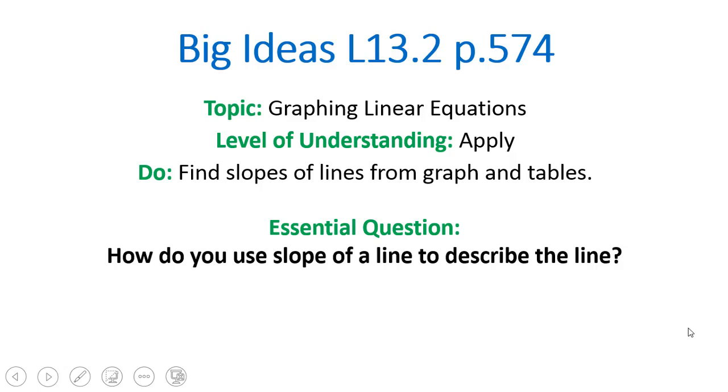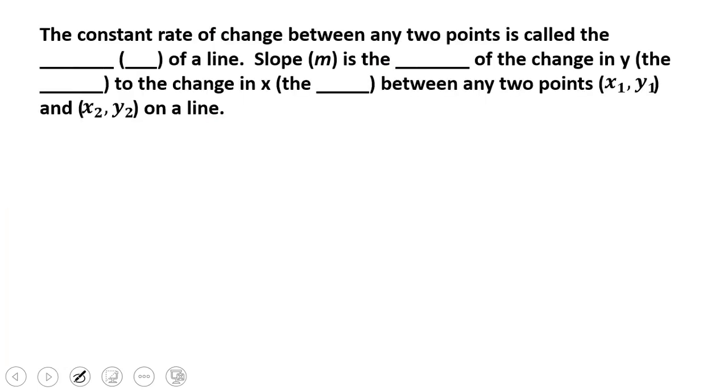So you had a lot of notes to take, and we got to rehash a lot of them because it's so much to know. So here we go. Slope is probably super critical to the understanding of everything we're going to be doing moving forward with graphing. We got to know slope. So the constant rate of change between any 2 points is called the slope. It's called the slope of a line.